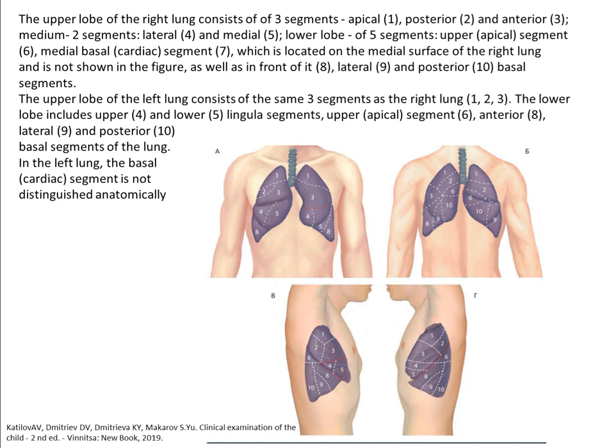The upper lobe of the left lung consists of the same 3 segments as the right lung. The lower lobe includes upper and lower lingual segments, the upper or apical segment, and the anterior, lateral, and posterior basal segments of the lung. In the left lung, the basal cardiac segment is not distinguished anatomically.